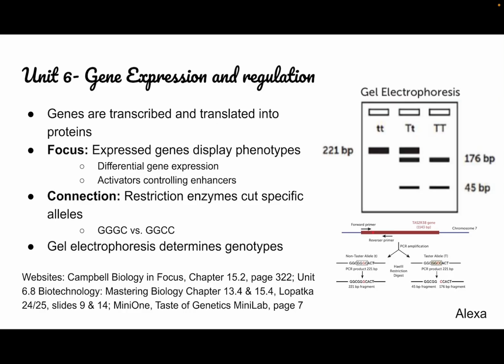That is why when analyzing the DNA of non-tasters in the gel electrophoresis, there was only one observed strand. Supertasters with the GGCC strand would have two strands due to the restriction enzyme cutting the DNA, and the normal tasters would have three strands due to inheriting a normal TAS2R38 allele and a mutant TAS2R38 allele.